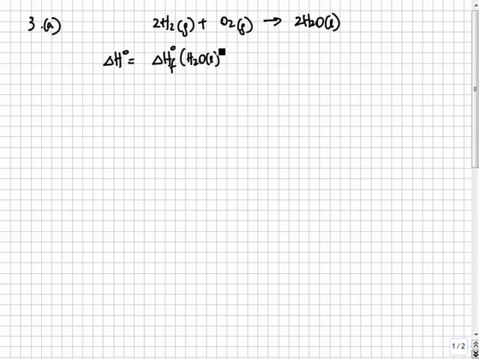Number 3, Part A. To calculate the delta H of the reaction, we can make use of the delta H of formation of each of the reactants and products. We take the sum of the delta H of formation of all the products and subtract from that the delta H of formation of all the reactants. The product is H2O liquid, and we have 2 of that. The reactants are O2 and 2H2.